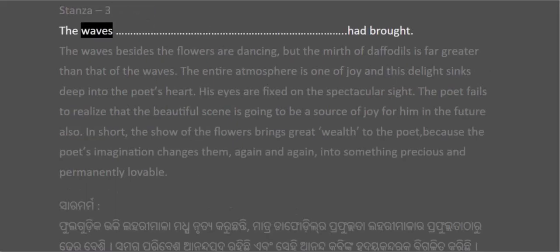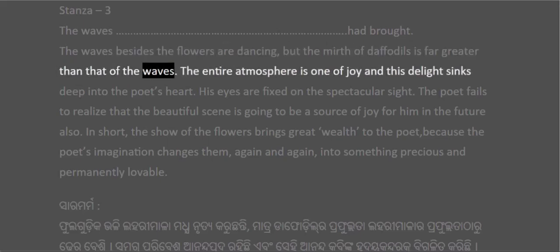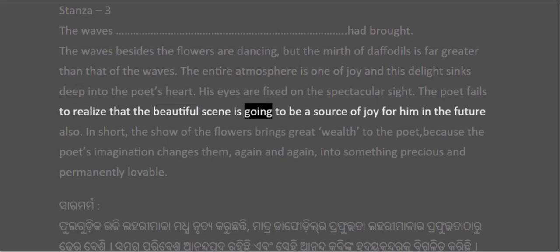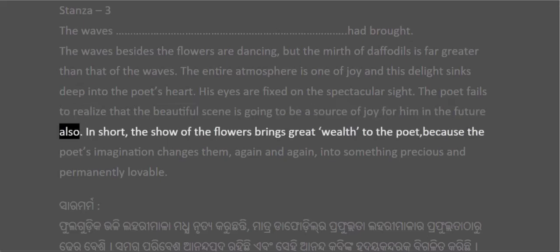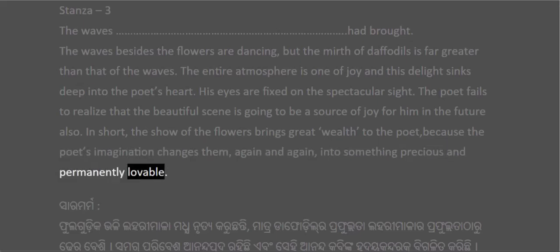Stanza 3. The waves beside the flowers are dancing, but the mirth of the daffodils is far greater than that of the waves. The entire atmosphere is one of joy, and this delight sinks deep into the poet's heart. His eyes are fixed on the spectacular sight. The poet fails to realize that the beautiful scene is going to be a source of joy for him in the future also. In short, the show of the flowers brings great wealth to the poet because the poet's imagination changes them, again and again, into something precious and permanently lovable.